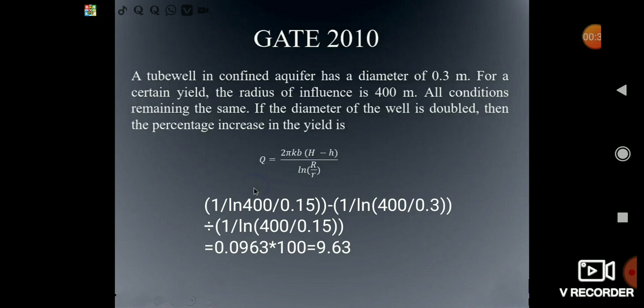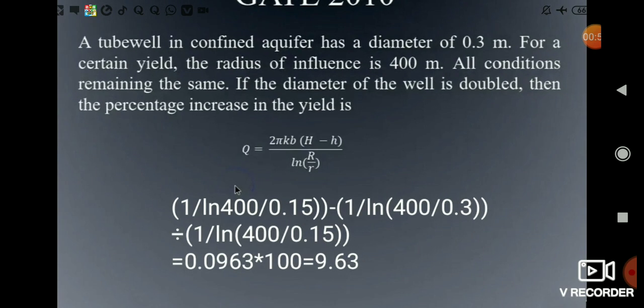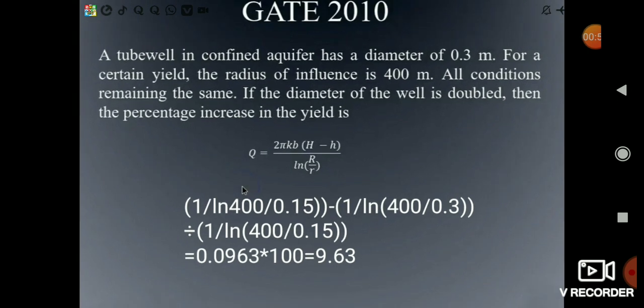Then you can easily answer all the questions related to these aquifers. You see here in this question also, the diameter is given and the radius of influence is given, and all conditions are the same, and it says that in the second case the diameter is doubled, meaning the small r value is doubled. You see here the formula, that is 2 pi kb (h2 minus h1) divided by ln capital R by small r. In this case every value is the same, only the small r value is doubled, and it is asking what is the percentage increase in the yield.